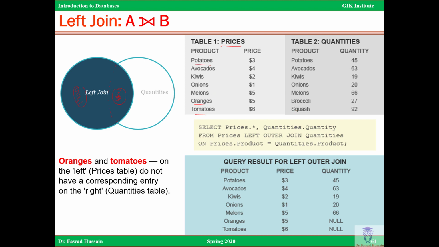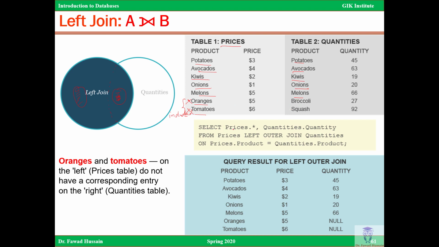So if you look, we have potatoes and potatoes, avocados and avocados, kiwis and kiwis, onions and onions, melons and melons. So all the entries are there. However, oranges and tomatoes, they don't exist. But since this is the left outer join, it means even if there is no corresponding entry over here, these two must be included. So these are going to be included even if there is no corresponding entry.